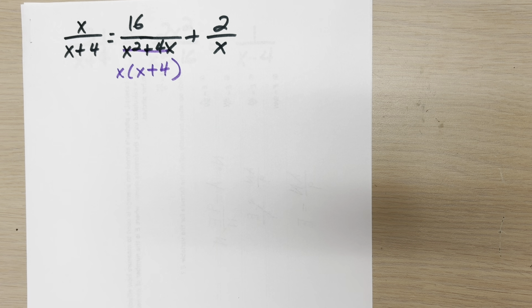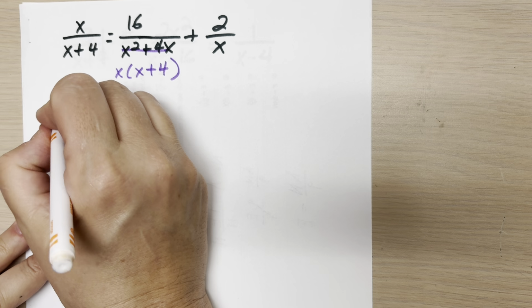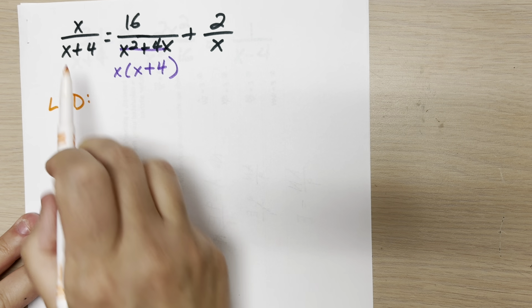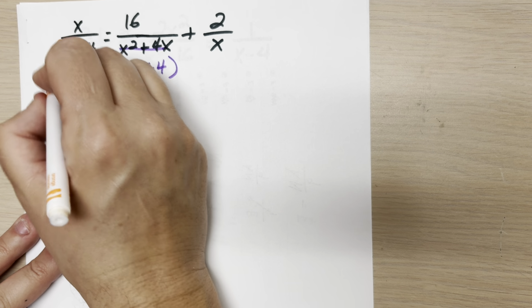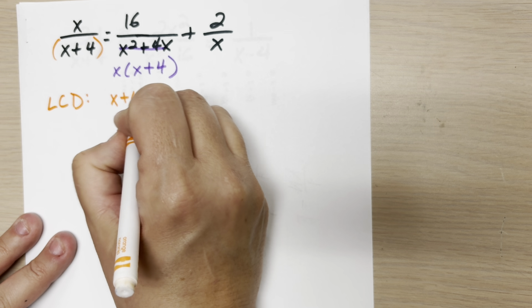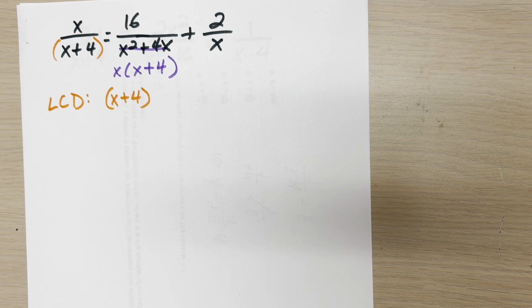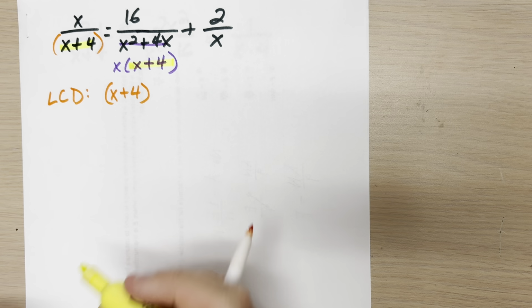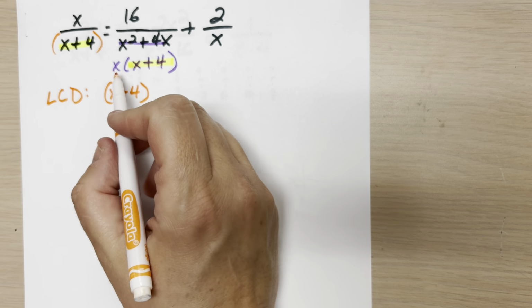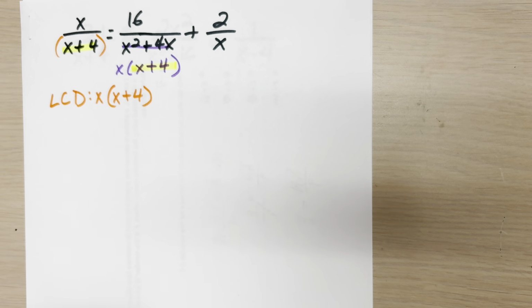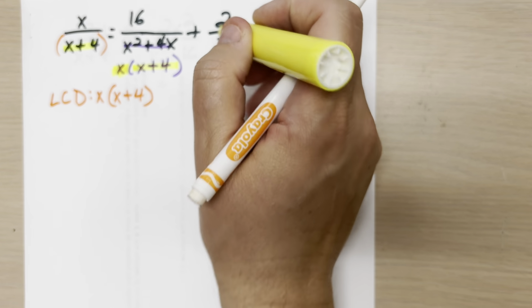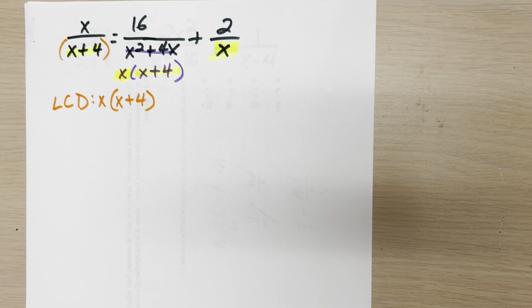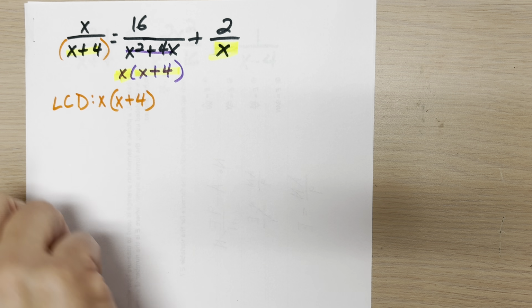Okay, so let's think about this for a minute in terms of our LCD. Remember, everything has to be accounted for once. So I'm looking at my first term. There's an x plus 4 on the bottom, so I'm going to include that. Now notice I have it here and I have it here, so I don't need to think about that anymore. The next thing I see is an x, so that has to also be part of my LCD. Well, I also have an x here, so I don't need to worry about it. So my LCD is going to be x, quantity x plus 4.